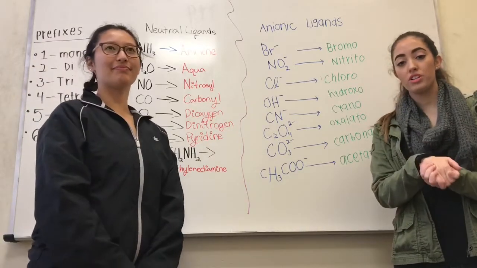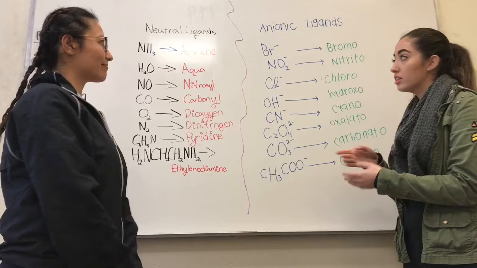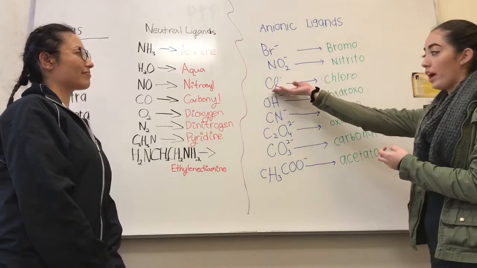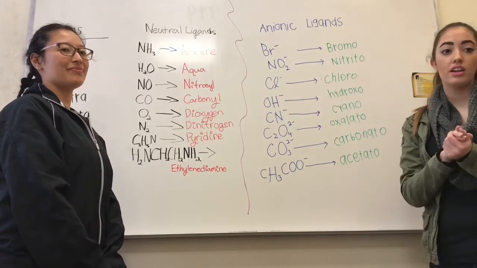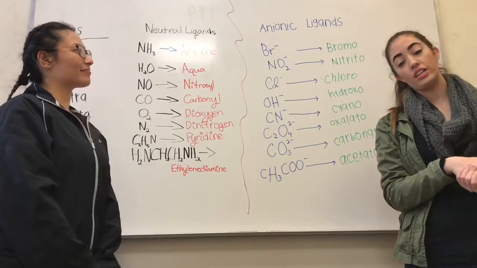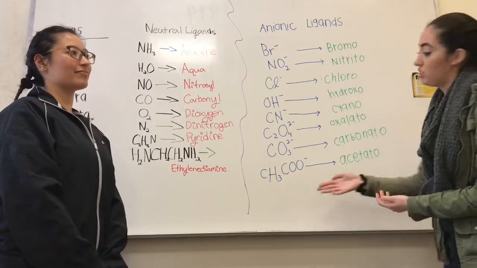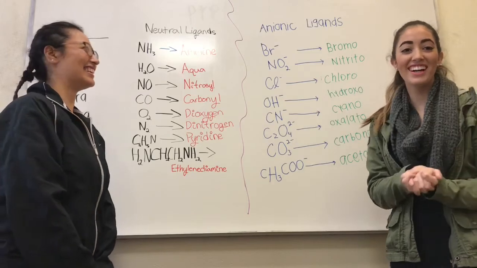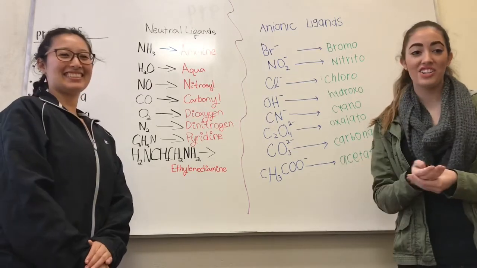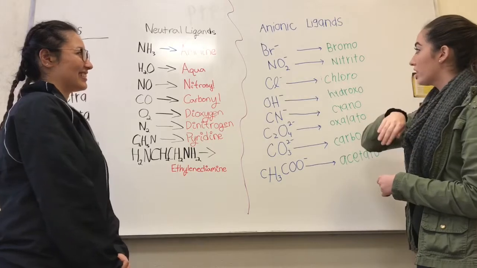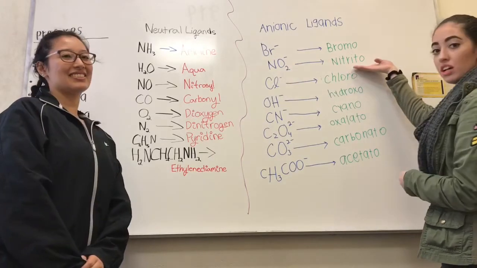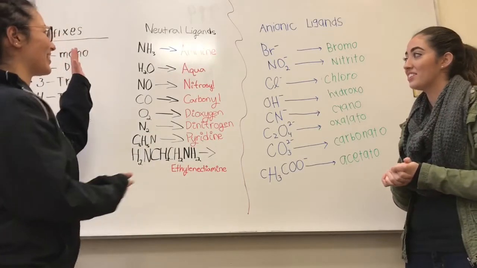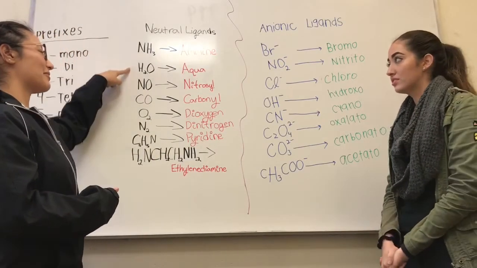So when you name coordination compounds, you have to change the ending of the ligand. Those ending in "ide" are changed to "o", so chloride is changed to chloro. Those ending in "ate" are changed to "ato", so acetate is changed to acetato. They sound funny, but it's okay. And those ending in "ite" are changed to "ito", so nitrite is changed to nitrito.